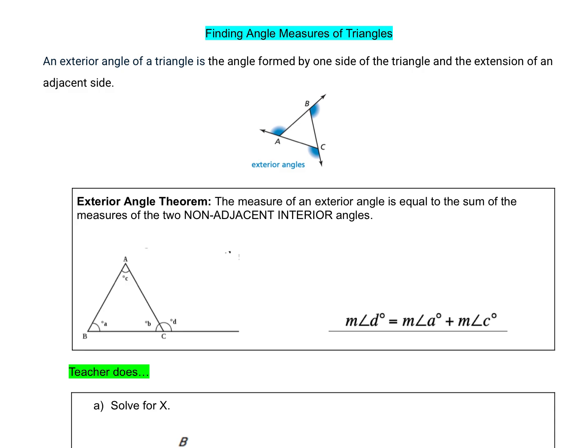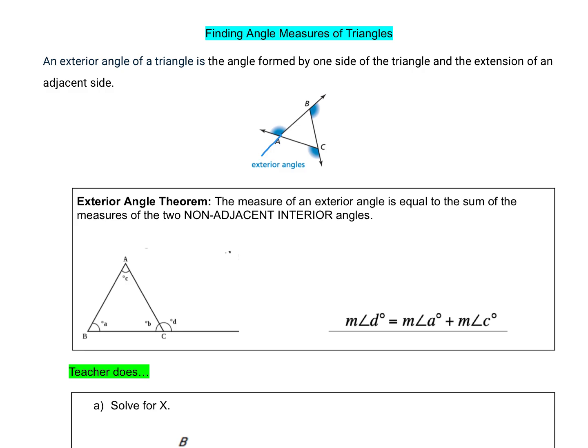So what I want you to notice in the figure, if I extended this side also, this angle right here is not an exterior angle, not in between the two. You extend one side and look at that angle that's created. So if we extended this one, that doesn't do anything for us. So it's one side only.